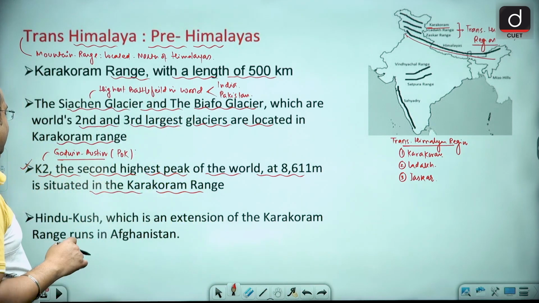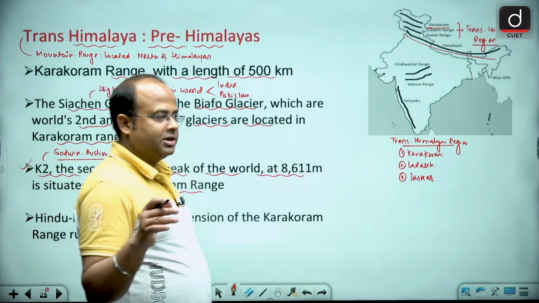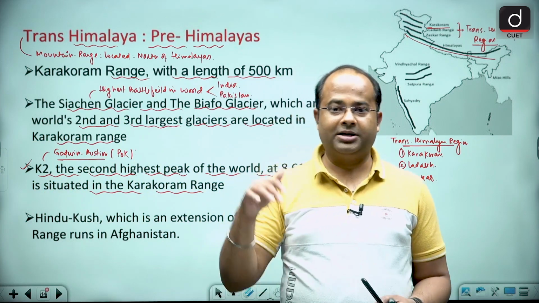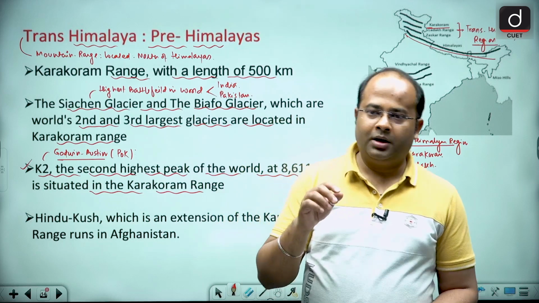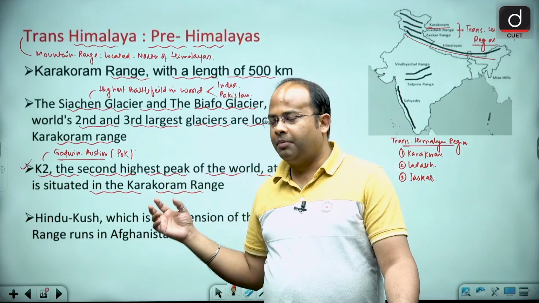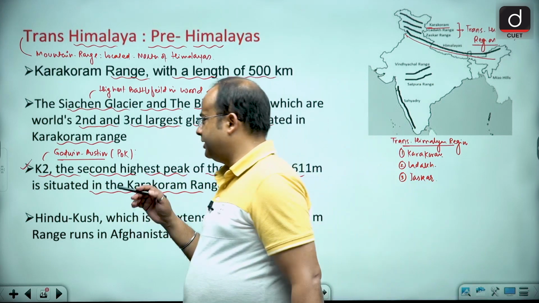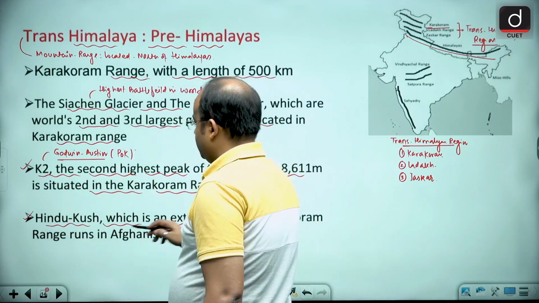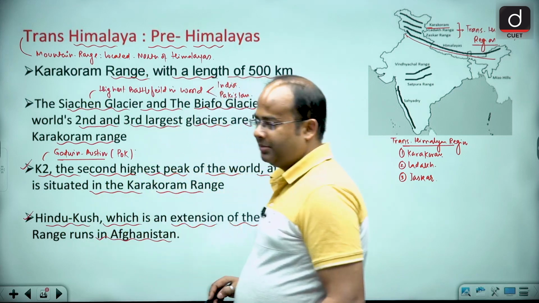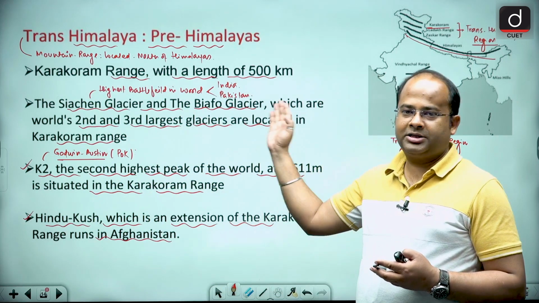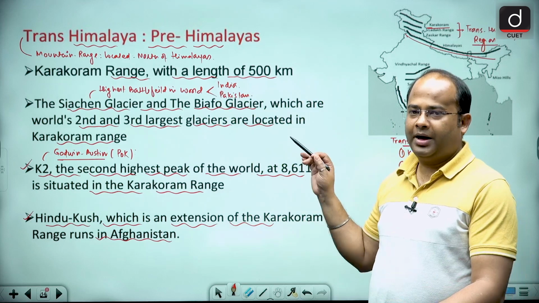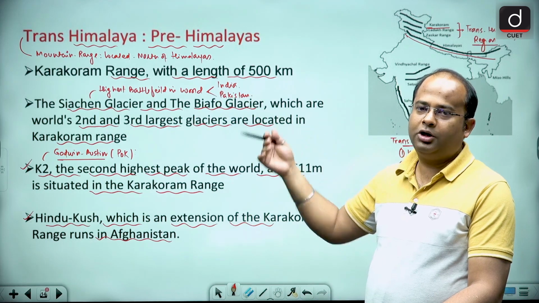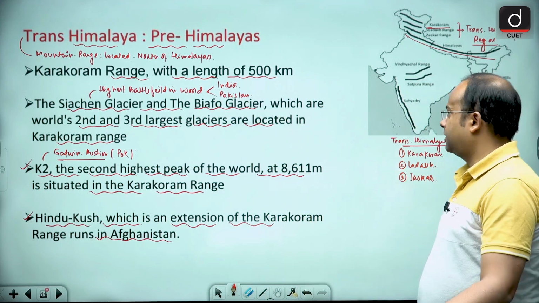This is a disputed thing. Other than this, guys, the extension of the Karakoram range is up to Afghanistan, and there it makes the part of Hindu Kush. So Hindu Kush, guys, is in Afghanistan, and it is the extension of the Karakoram range. I hope it is clear to all of you about this Trans Himalaya, located on the northern side of Himalaya.